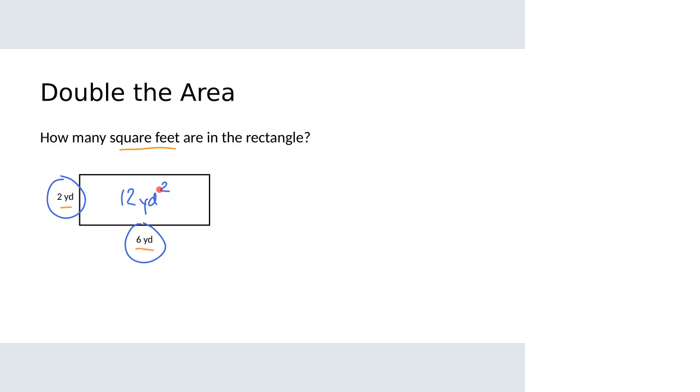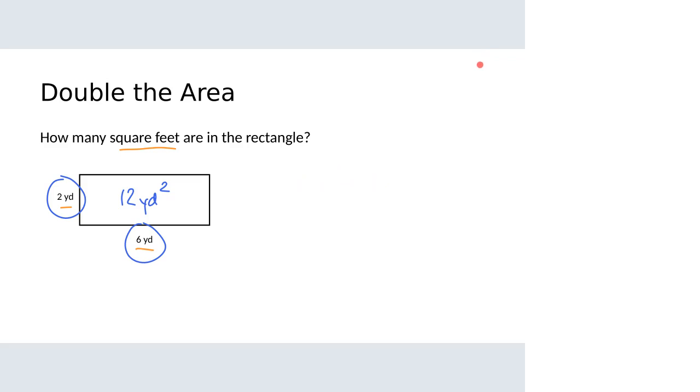Sure, it's 12 square yards, and I know there's 3 feet in a yard, so I'll take those 12 square yards, multiply by 3, and say that that's 36 square yards. And that all feels perfectly fine. The problem is it's not correct. So let's get rid of all that.